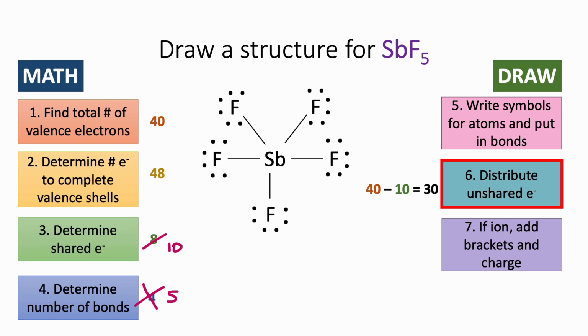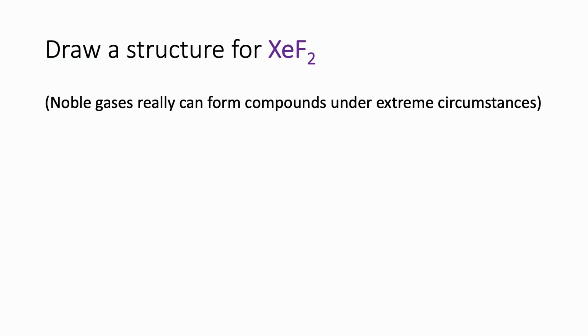Again, it should have become fairly obvious to you, at least when you started drawing, if not when you saw the number of bonds or shared electrons, that the math was not working. Now we're going to draw a structure for xenon difluoride.